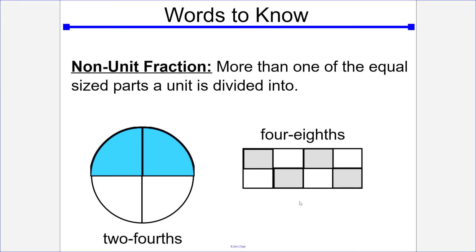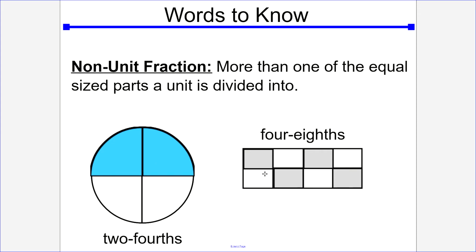Yesterday we learned about non-unit fractions. You know that non-unit fractions are more than one of the equal-sized parts that a unit is divided into. When you look at this circle, you can see that there are 4 equal parts. So the unit fraction, of course, would be 1/4. However, you'll also note that 2 of those 1/4 pieces are covered or selected. So this non-unit fraction would be 2/4 because there are 4 total parts of the unit and 2 of them are covered.